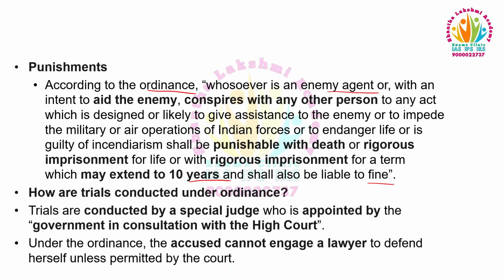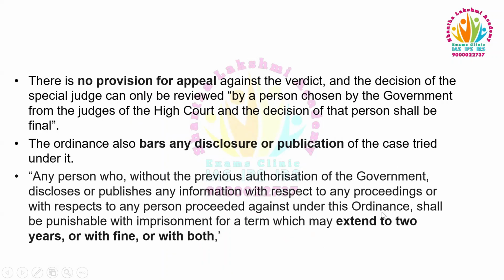How are trials conducted under the ordinance? Trials are conducted by the special judge who is appointed by the government in consultation with the High Court. Under the ordinance, the accused cannot engage a lawyer to defend herself or himself unless permitted by the court. There is no provision for appeal against the verdict, and the decision of the special judge can only be reviewed by a person chosen by the government from the judges of the High Court, and the decision of that person shall be final. The ordinance also bars any disclosure or publication of the case tried under it.